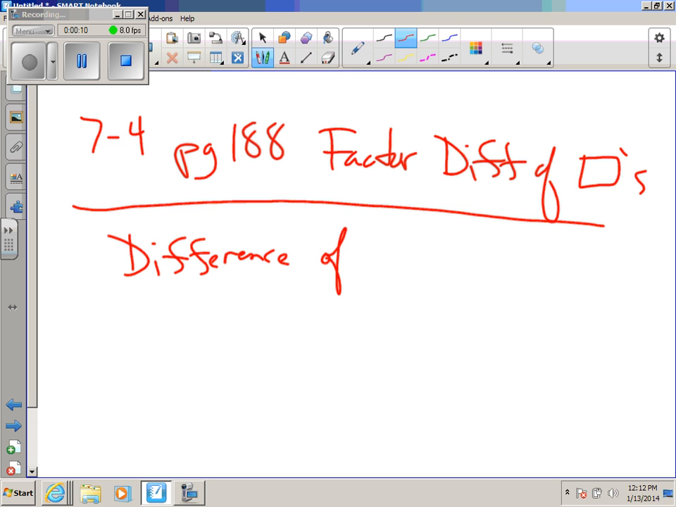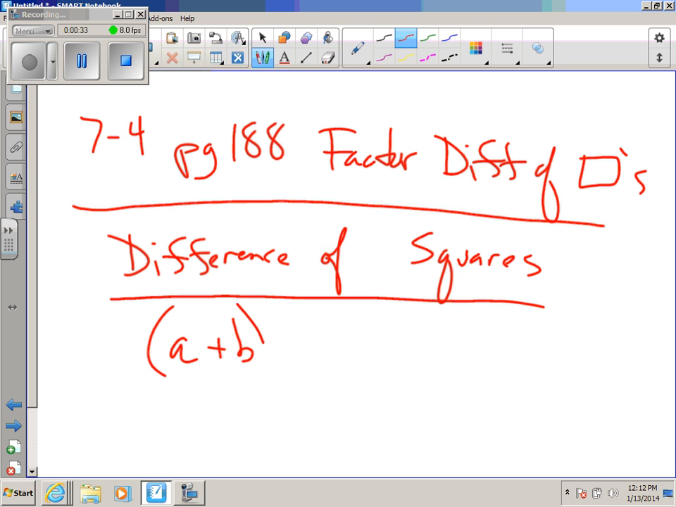Let's revisit difference of squares. We spent the entire chapter working on foiling. Now we're going to work the opposite, and we're going to factor what's been foiled. For example, if we had a, this was difference of squares: a plus b, a minus b is equal to a squared minus b squared.